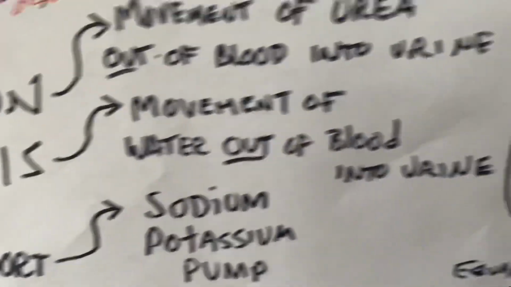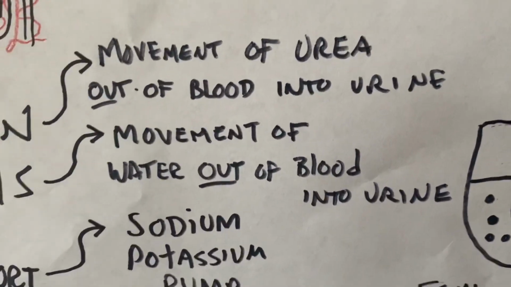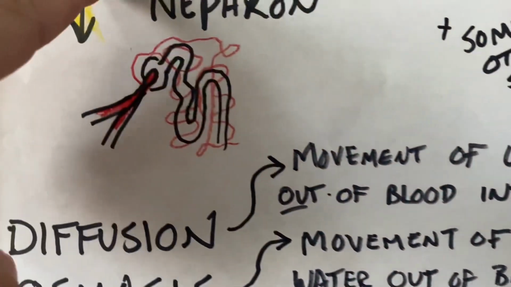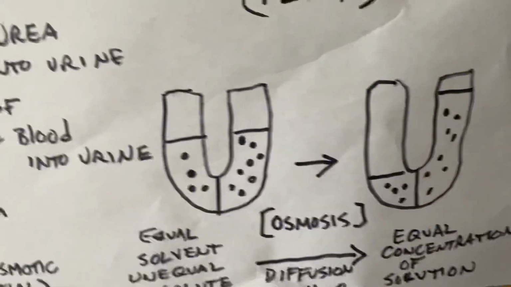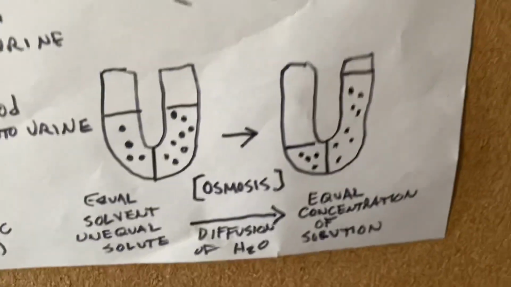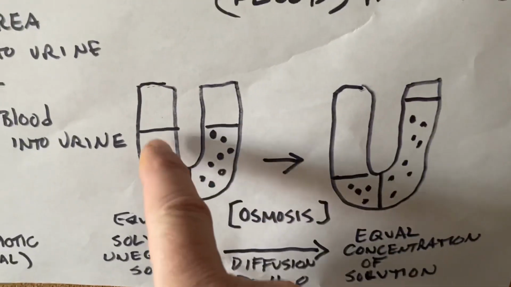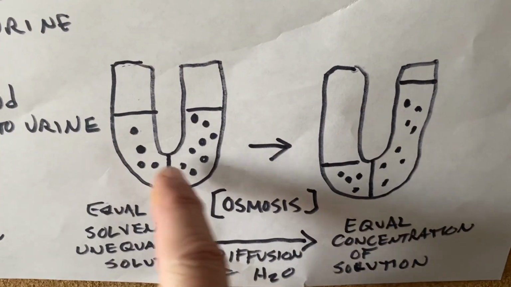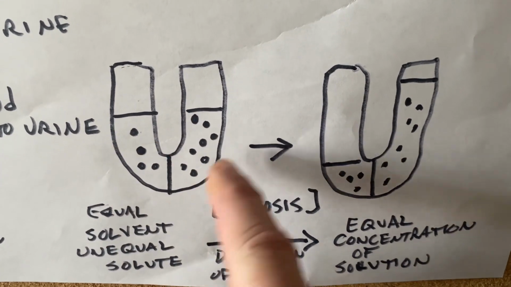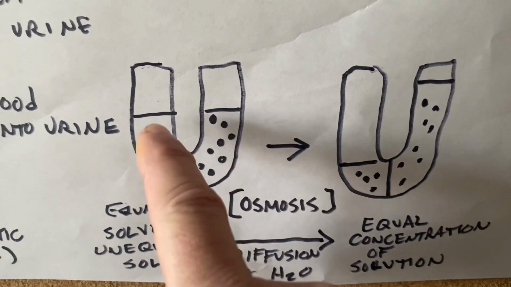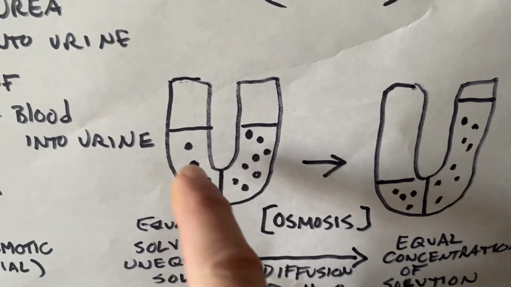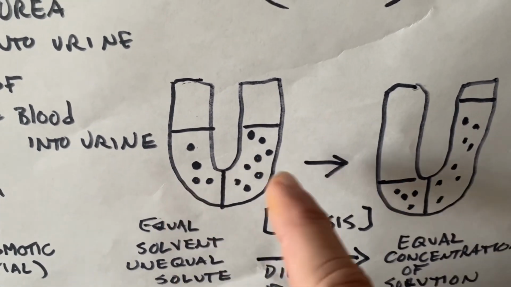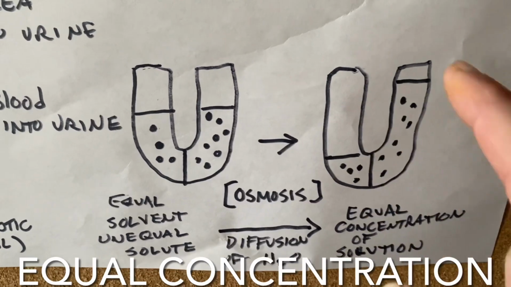Osmosis, of course, is movement of water, and it moves out of the blood into the urine. So again, that has to happen here. Osmosis is a little bit different. It's diffusion of water, but it's moving across a semi-permeable membrane where the solute can't move through. So water moves through, not to create an equal amount of water on each side, but to create an equal concentration of solution.